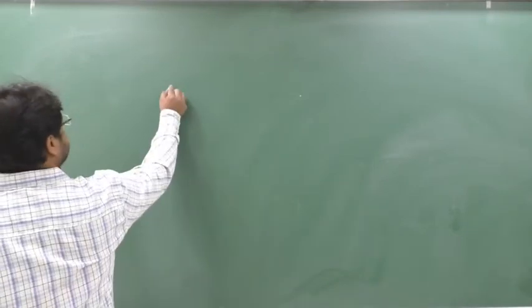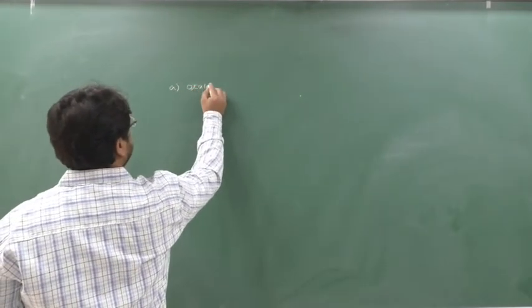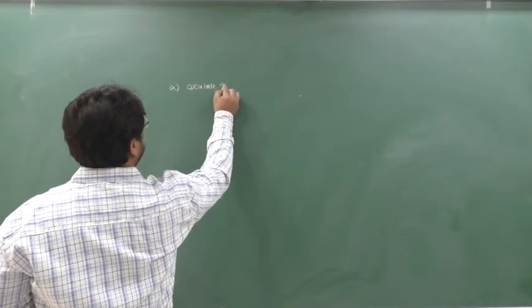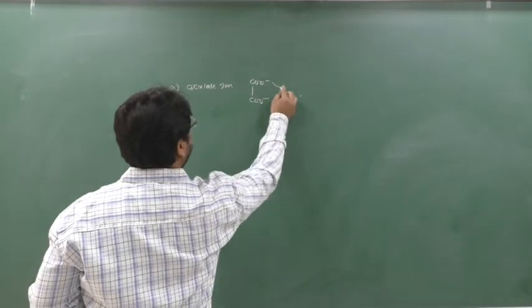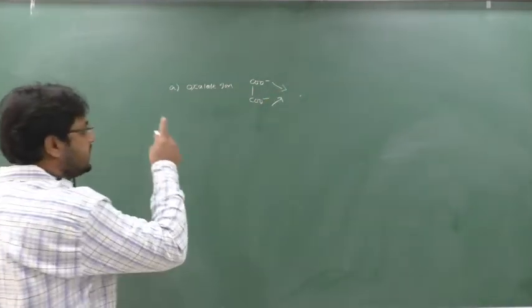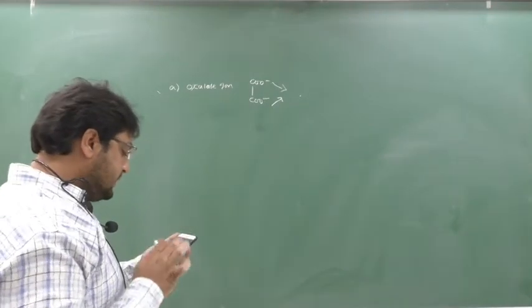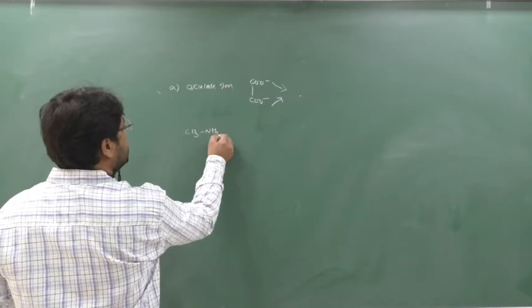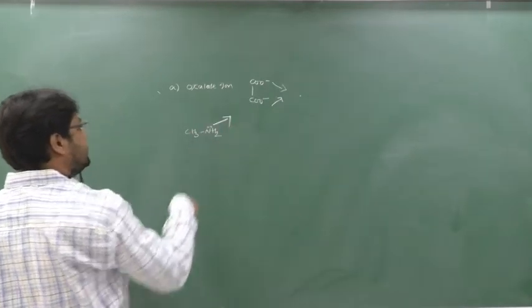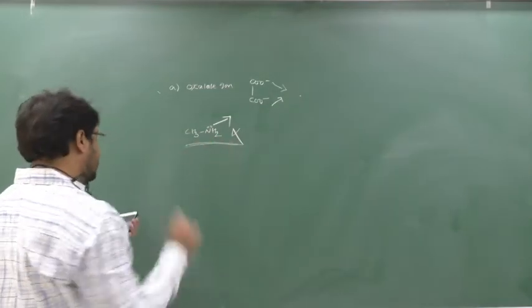The first option was oxalate ion. COO minus, it can form a chelate compound because it is a bidentate ligand. Next, ethanamine, CH3NH2. Here there is only one lone pair, so it is a monodentate ligand. It cannot form a chelate.